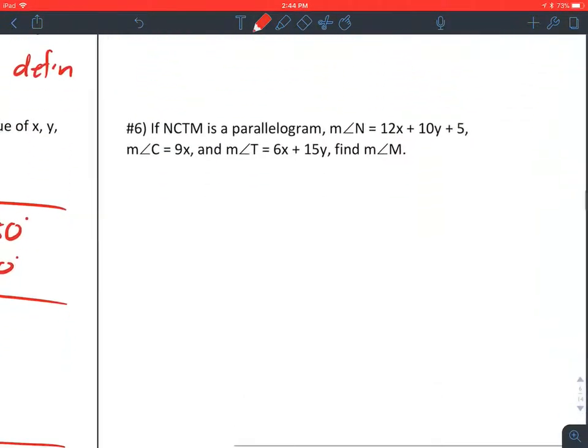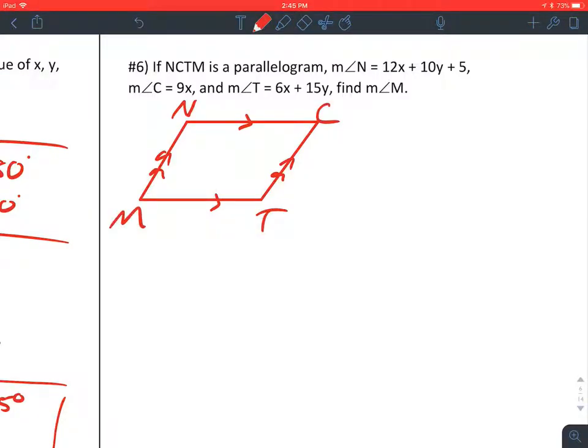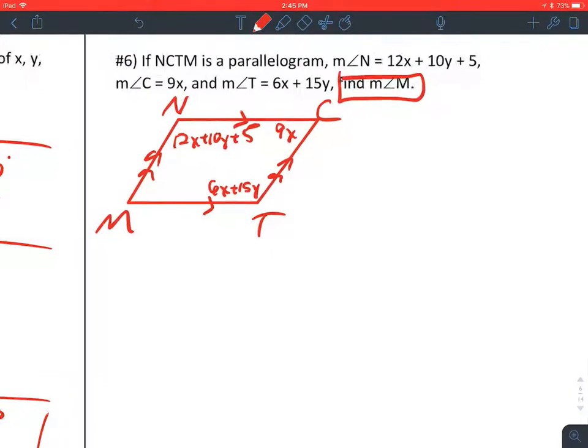One more. If NCTM is a parallelogram, so let me draw this parallelogram. Doesn't have to be perfect because you're going to mark that it's a parallelogram. Pictures are not drawn to scale. NCTM. Doesn't matter where you start labeling it, you just have to go around clockwise or counterclockwise. N is 12x plus 10y plus 5. C is 9x. T is 6x plus 15y. Find the measure of angle M.